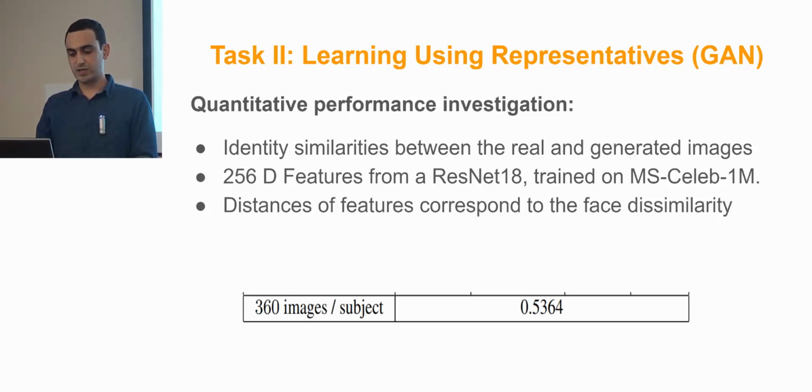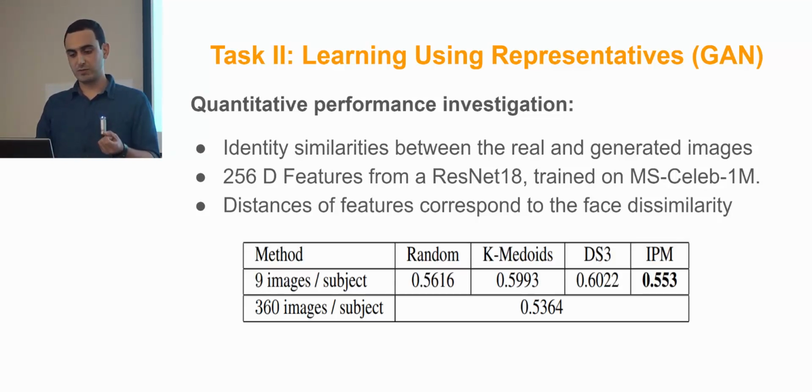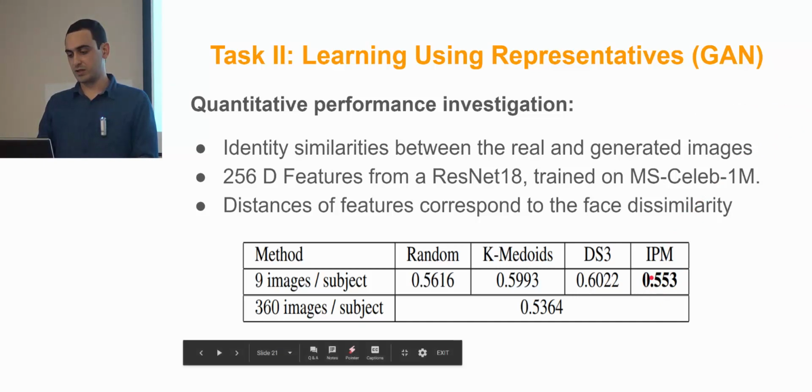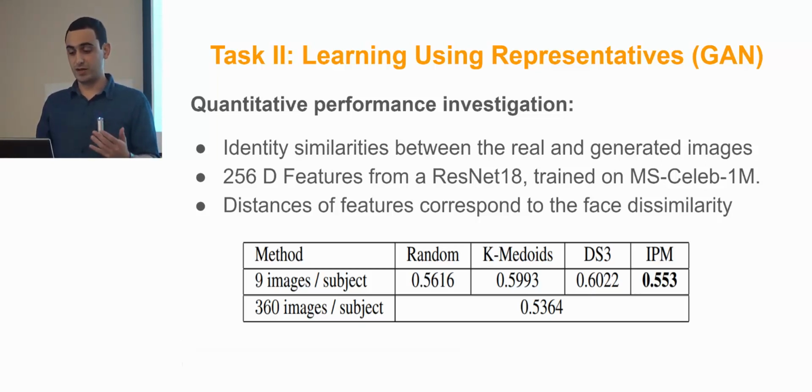So these are the results for using the full data set. And if we select 9 images per subject using different algorithms, you can see that, again, IPM has the closest results to the full data set, meaning that the identities are very well learned using the samples selected by IPM.